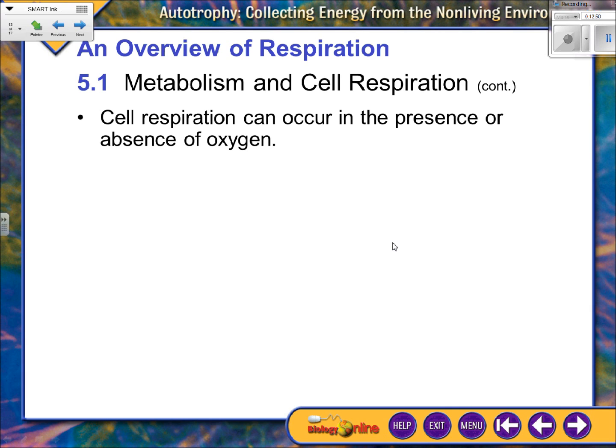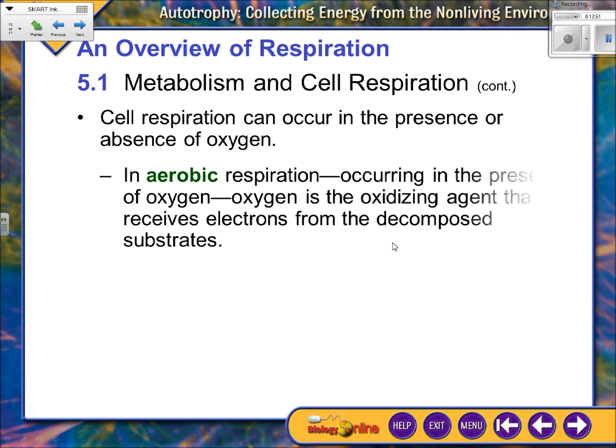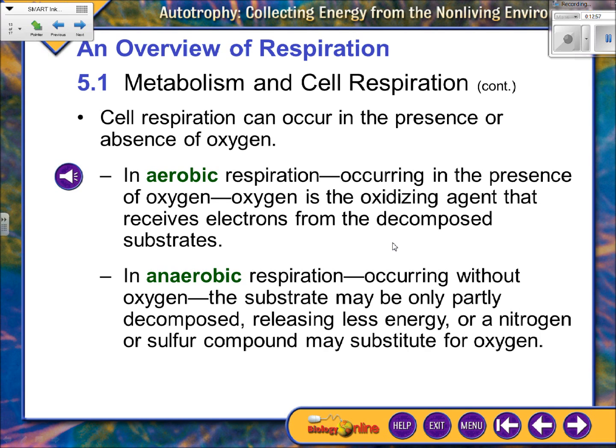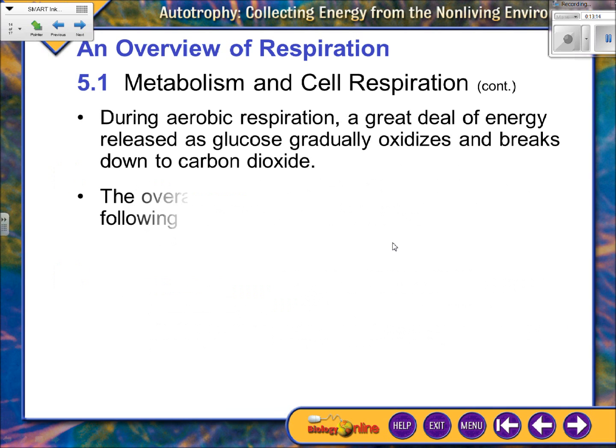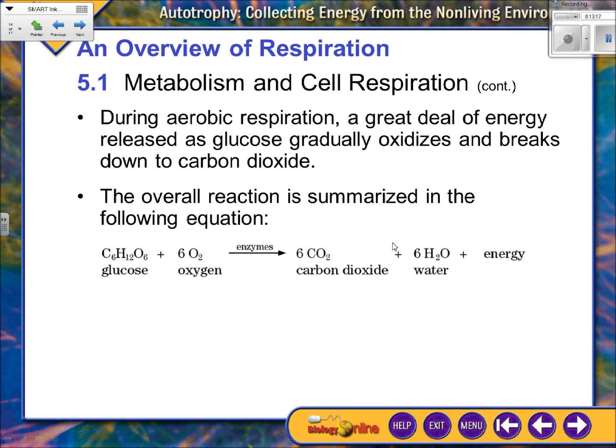Cell respiration has to have oxygen or it won't work. So, two vocab words: aerobic is in the presence of oxygen. Anaerobic is reactions that happen when there's no oxygen available. There are some bacteria, for example, that don't like oxygen. They do anaerobic processes. So that is your reaction there.